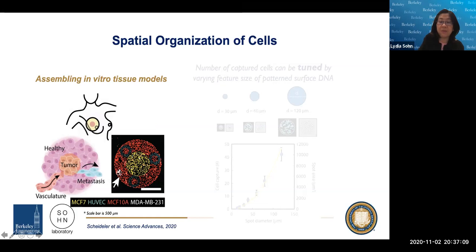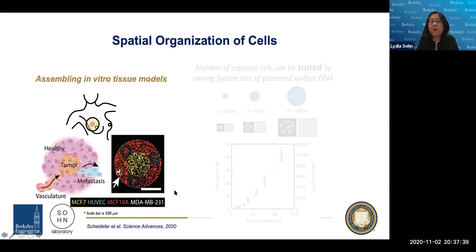Different cell types that we pattern. The yellow corresponds to MCF7, or malignant breast epithelial cells. The blue corresponds to HUVEC cells. We want those to correspond to the vasculature. The MCF10As are the normal breast epithelial cells. And finally, the white correspond to invasive MDA-MB231 malignant epithelial cells.